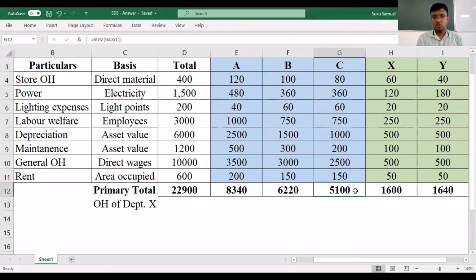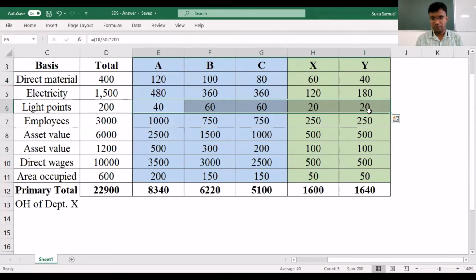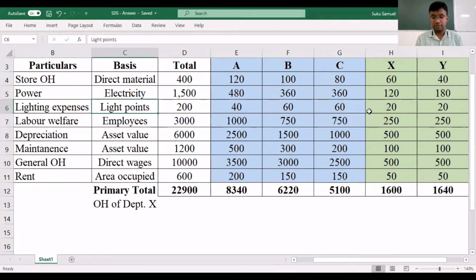Okay, it has to be redistributed between A, B, and C. Someone has just told me that there is a small mistake in the total. Can you just quickly identify where exactly the mistake is? If you can quickly identify where exactly the total is incorrect, that would be appreciated.